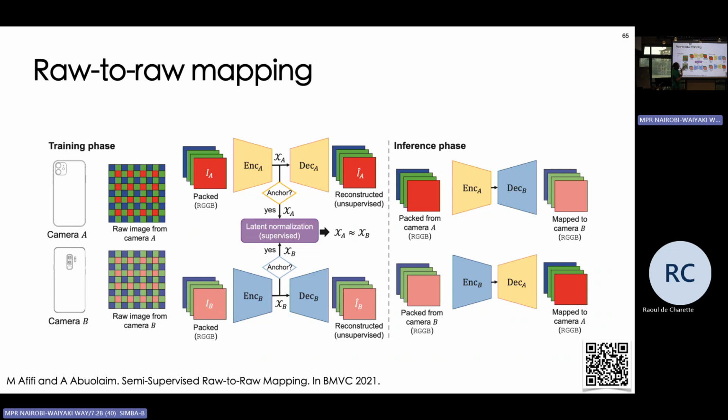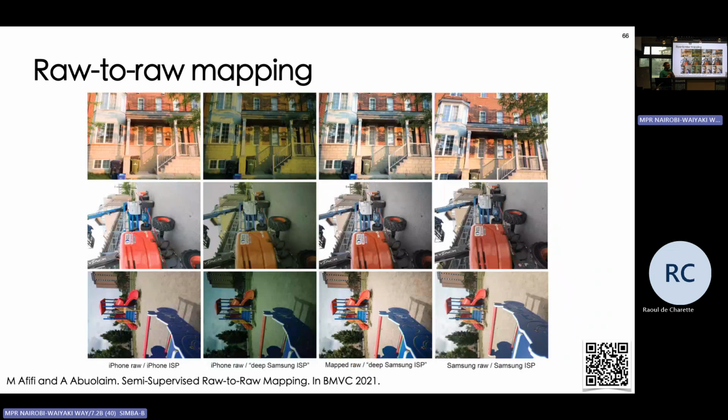And then at inference time, we just swap the decoders, right? So just go from A to B and from B to A. And with that we are able to take images from an iPhone, map them to Samsung, as I said, and render with the ISP trained on Samsung, versus if we take the same raw without any mapping and then render that directly with Samsung.